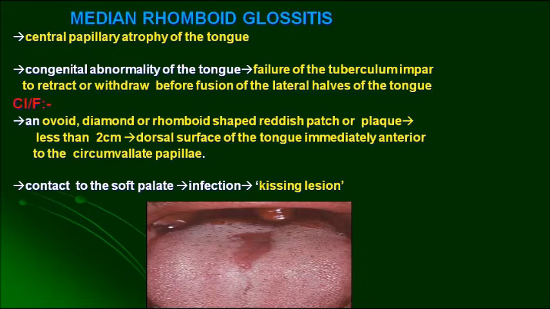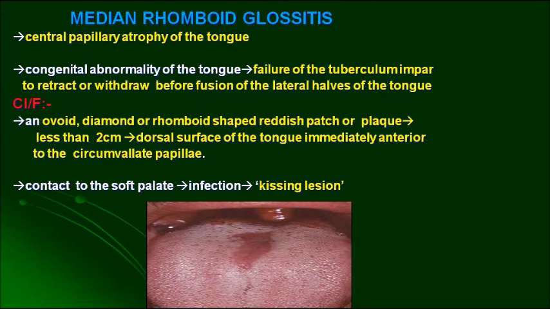Now a similar lesion you can see in the soft palate. Because this particular area is depapillated, there can be infection in it, and the tongue will be frequently contacting the soft palate. So the opposite location in the soft palate will have an infection, which is called a kissing lesion.